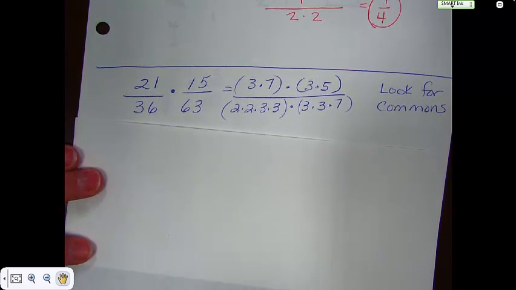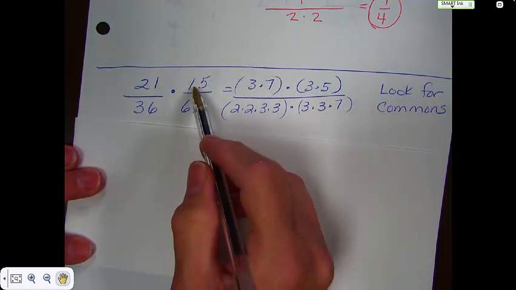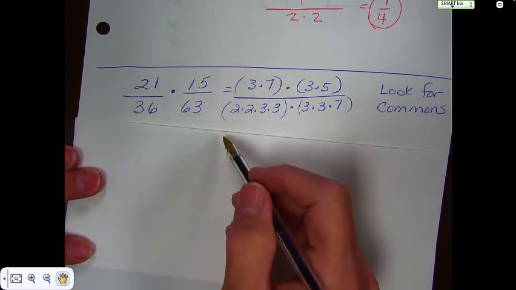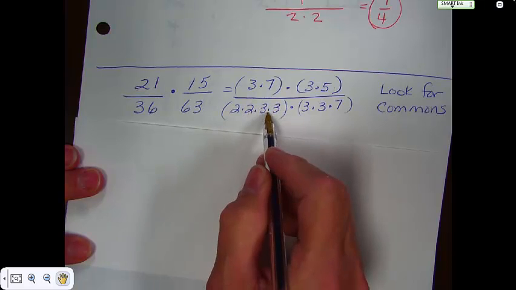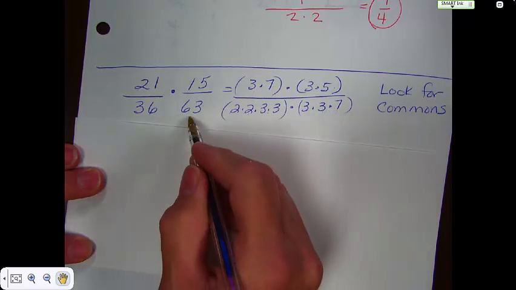And again, I went ahead and multiplied them out for you. 21 is 3 times 7. 15 is 3 times 5. 36, whew, that's 4 times 9, but it's 2 times 2, which is 4, times 3, which is 9. 63, 3 times 3 is 9 times 7 is 63.